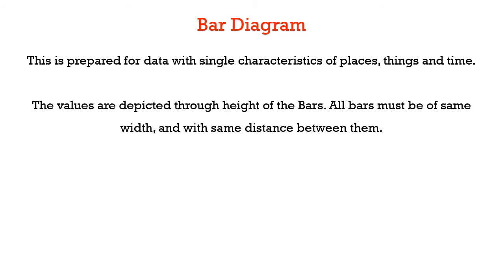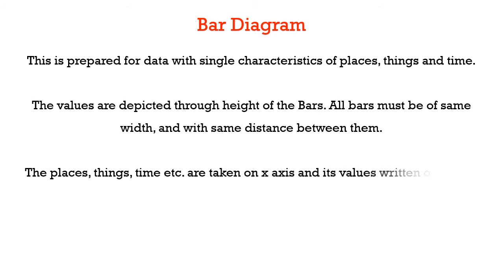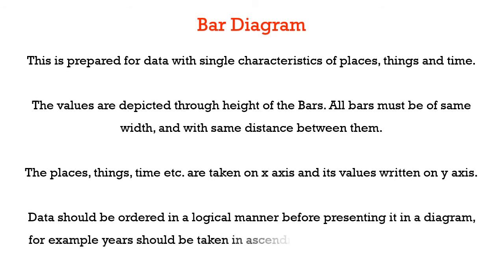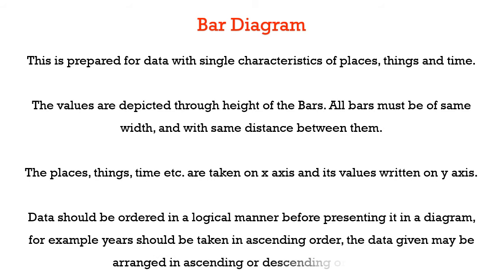So according to the value of the data, the height is increased or decreased. The places, things, time, etc. are taken on the x-axis and their values written on the y-axis. Data should be ordered in a logical manner before presenting it in a diagram. For example, years should be taken in ascending order, and if the data is more or less, the data given may be arranged in ascending or descending order depending on the situation.